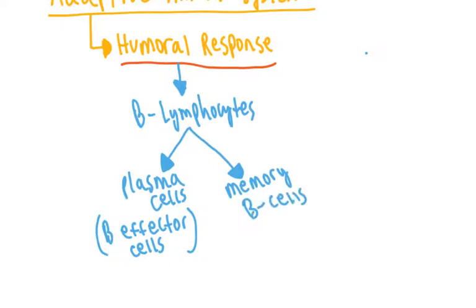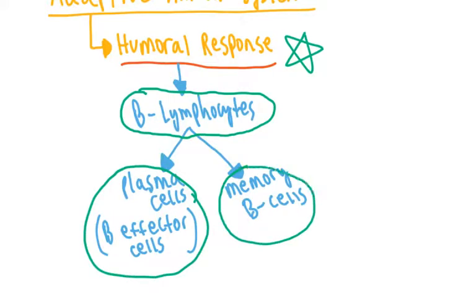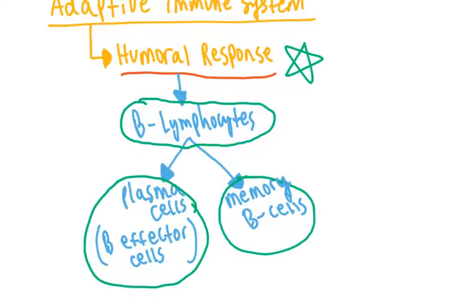So those are important, right? And this is again involved in our humoral response. Whenever you see a humoral response relating to adaptive immunity, just know that we're talking about B lymphocytes. It's also good to know for later on in our immune system playlist that the main two types of B lymphocytes we'll be looking at are plasma cells or B effector cells and memory B cells. Let's draw over that real quick.